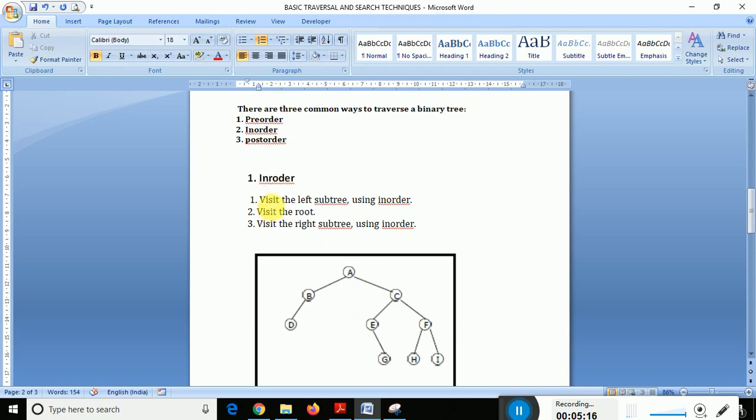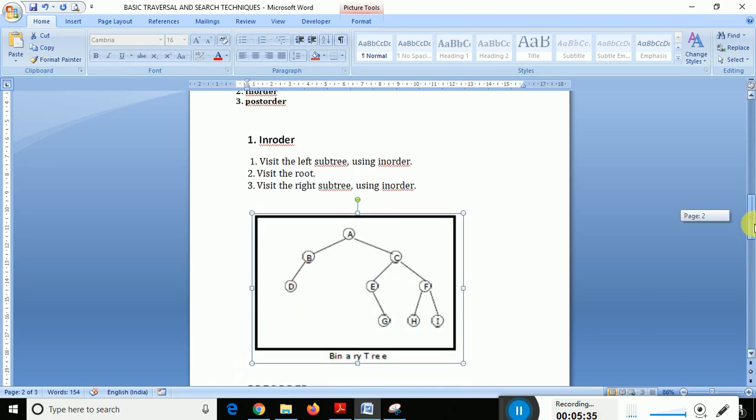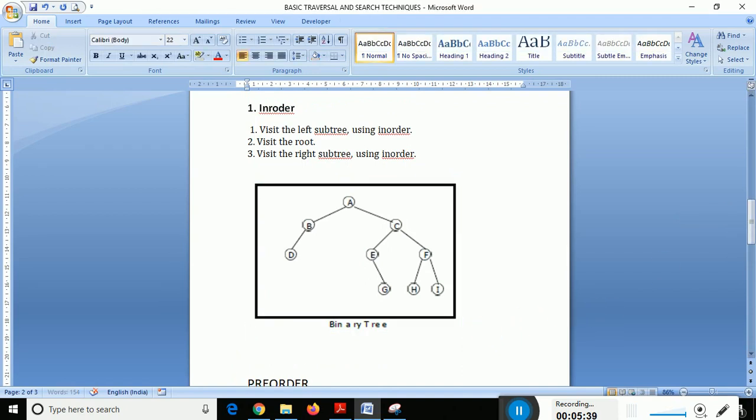You have to remember, we have to visit the left subtree. Next, we have to visit the root. After that, we have to visit the right subtree. So the left subtree is this left part, the root is this part, and the right is this part. Before we do something like left, right, we'll start writing here. They will give a graph and tell you to identify the in-order of the given graph.